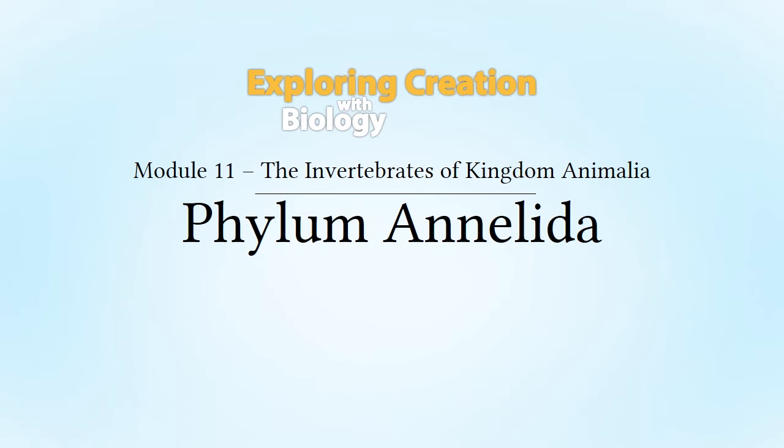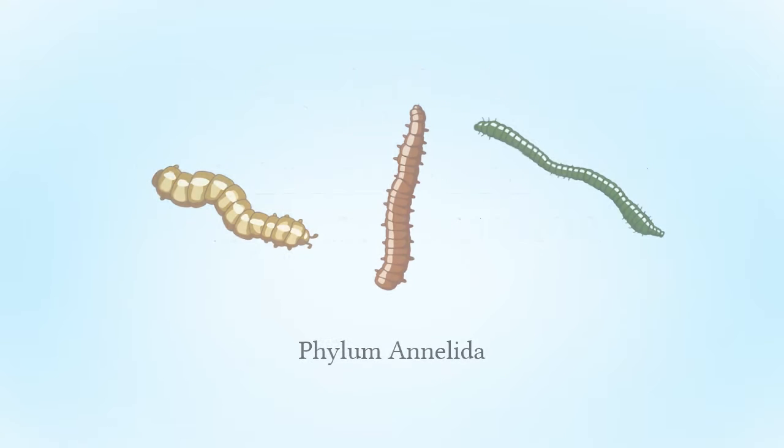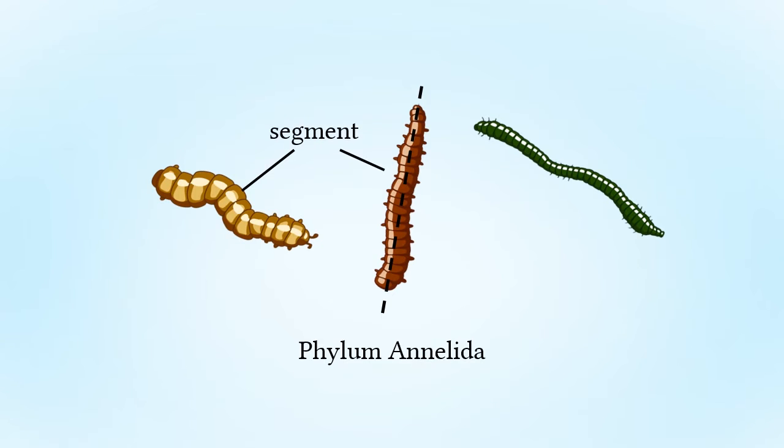Module 11, Phylum Annelida. The next phylum I want to discuss is Phylum Annelida. This group contains worms, and all its members possess bilateral symmetry. The worms in Phylum Annelida have segmented bodies, meaning they are made up of segments that look like small rings next to each other. These guys live nearly all over the world, wherever there is damp soil.